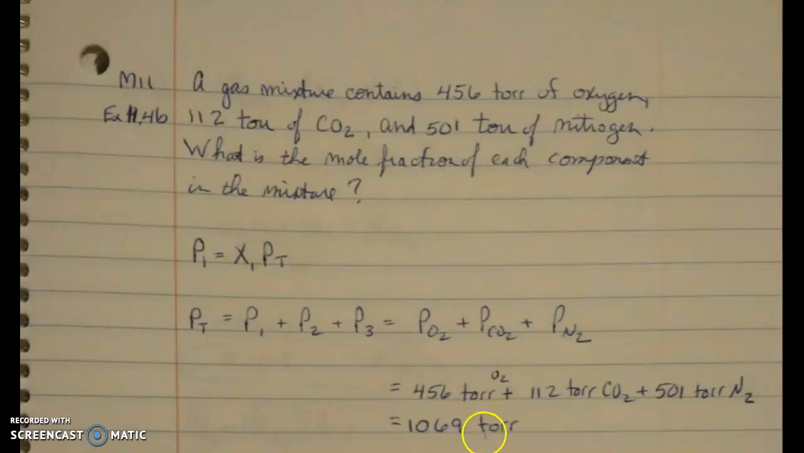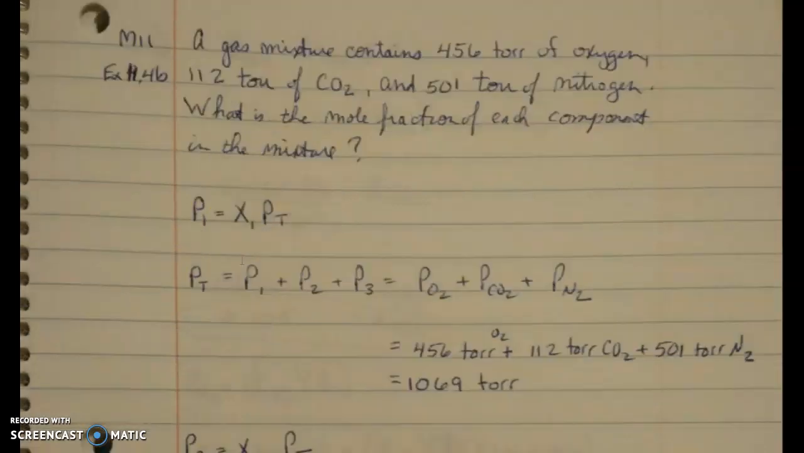Now that we have the total pressure, if we go back to this equation, because what we're looking for is this mole fraction. We have the partial pressure of each gas. It's given right here, 456 for oxygen, 112 torr for carbon dioxide, and 501 torr for nitrogen. We've just now used this equation to find the total pressure. So now we know this one. So now all we have to do is find the mole fraction, and this will be relatively easy because we just plug in those two values and solve for mole fraction.